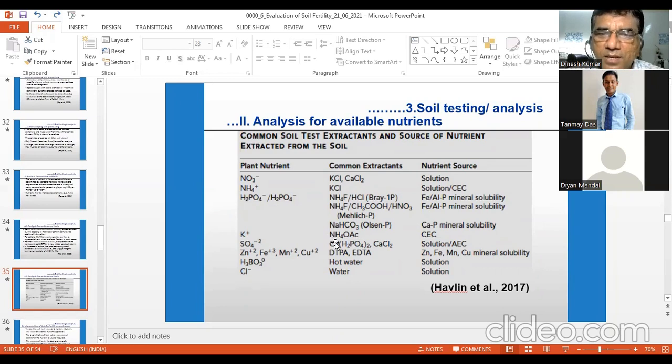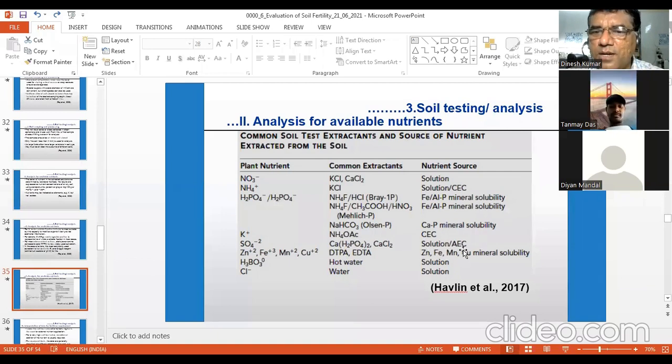And then for potassium, it is ammonium acetate, and it is mostly part of the cation exchange capacity, on the colloids. Sulfate is extracted by calcium phosphate, and calcium chloride can be used, and it is both part of the solution and part of the anion exchange capacity. AEC means anion exchange capacity because it is an anion. And then zinc, iron, manganese, copper. These are called metallic micronutrients. DTPA can be used, EDTA can be used, either of these. And the nutrient sources for zinc, iron, manganese, copper are mineral solubility. They are in mineral form, so they can be extracted from the minerals.